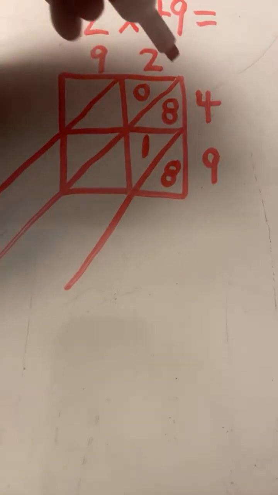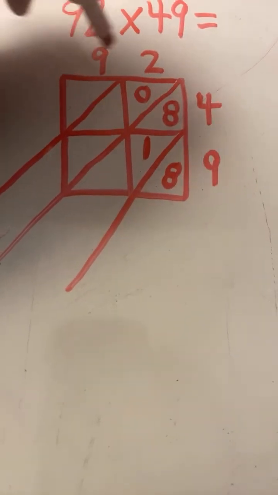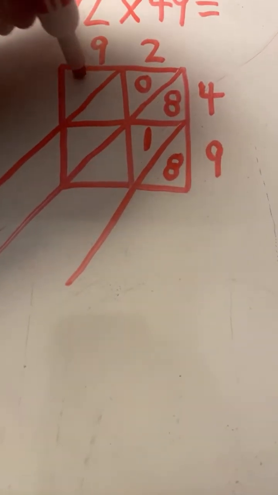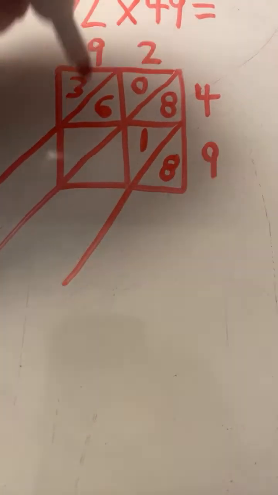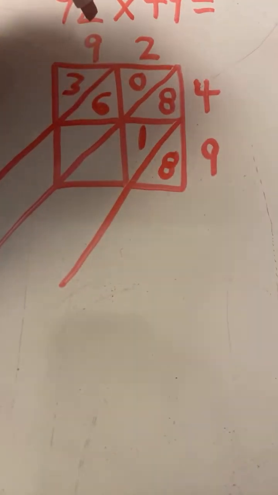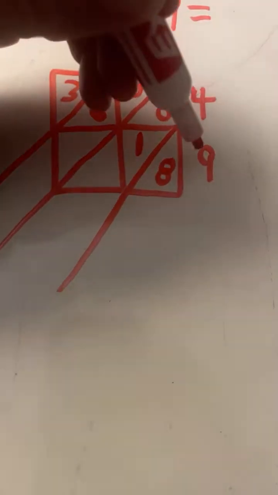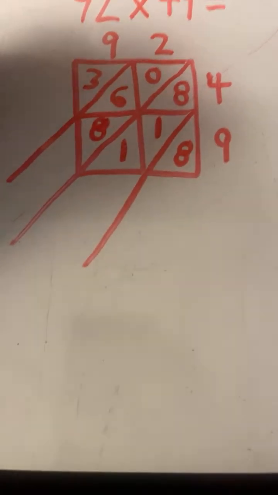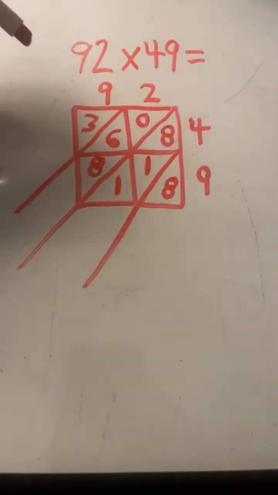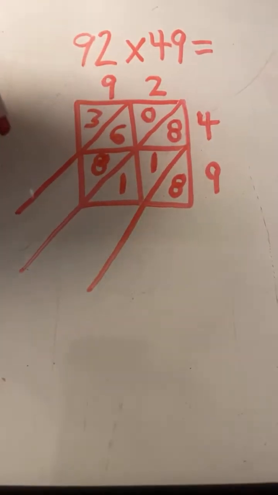Next, we're going to multiply 9 times 4, and that's going to go in this square here. 9 times 4 equals 36, so we're putting a 3 in this triangle and a 6 in this triangle. Then in the bottom right-hand corner, we have 9 times 9. So 9 times 9 equals 81, so we're putting an 8 in the first triangle and a 1 in the second triangle. Now, we're adding each of the numbers up, going across the diagonal lines.